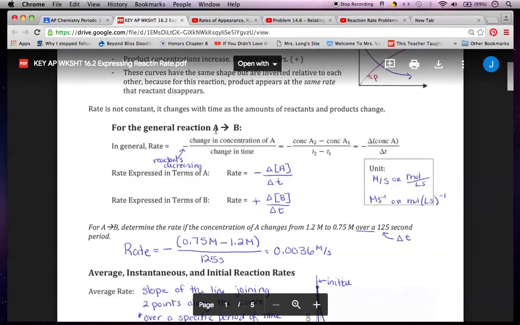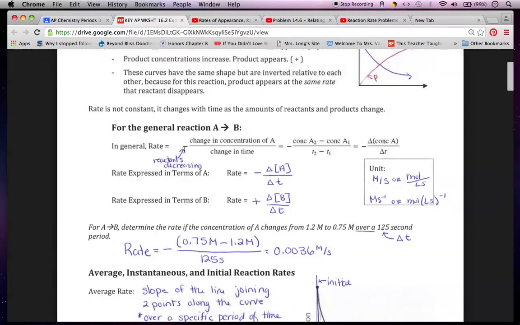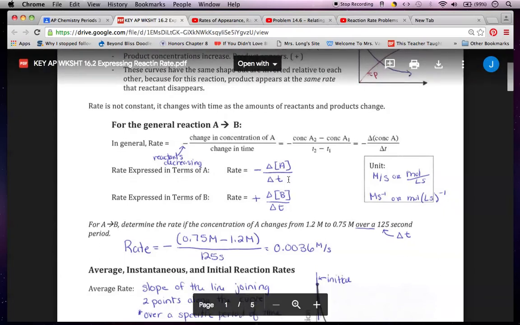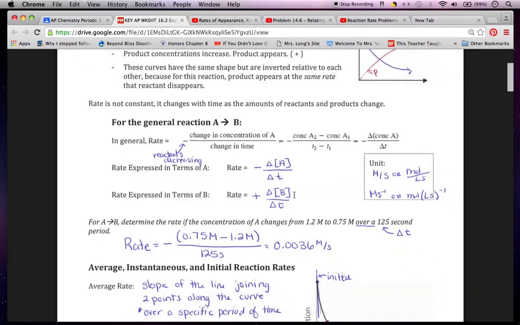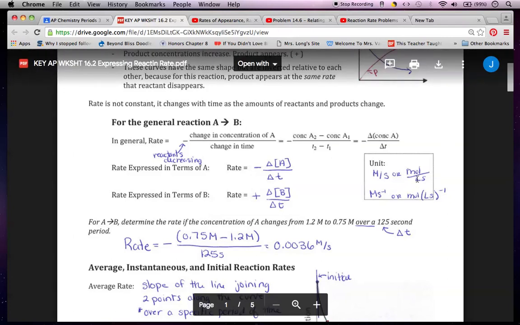Now, since A is a reactant, we plug in a negative in front of it because it's going to be decreasing. So that's one big thing you'll see as we express this for reactants versus products: that will be a difference. Because these are 1-to-1, if we express the rate in terms of B, with B being a product, it's going to increase, so we'll have a positive sign out in front. Our units are going to be molar per second, which we know molar is moles per liter, so it would be moles over liters times seconds.